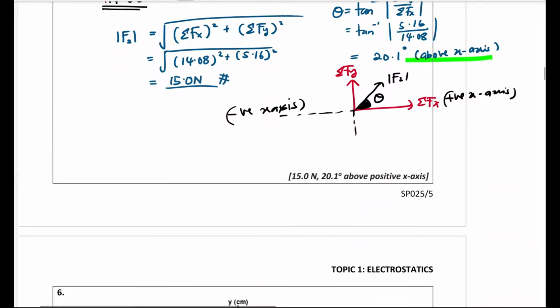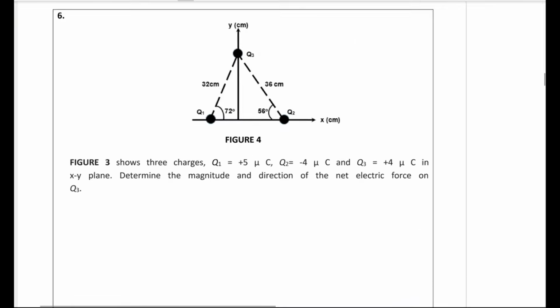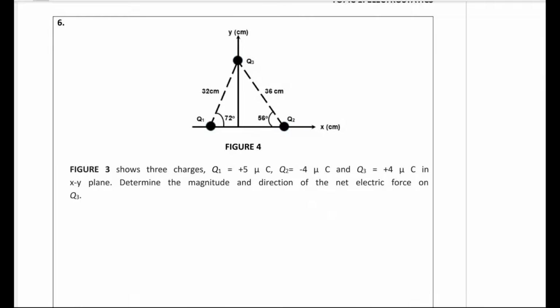Then the last question for this subtopic. Okay, look at the question: determine the magnitude and direction of the net electric force on Q3. So where is Q3? Here is Q3. Okay. So Q3 is positive. Q1 is positive. Q2 is negative. So now let's draw all the forces.